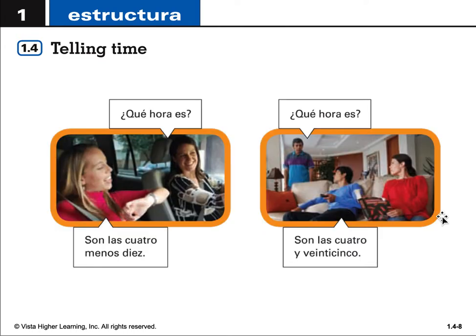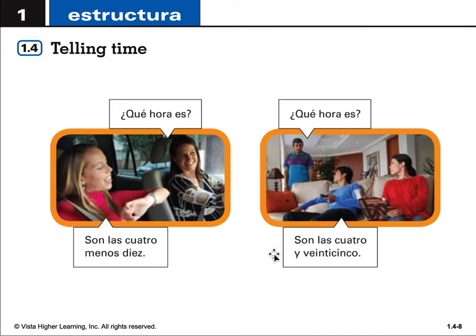So just a couple of things to practice, or just to look at fast here at the end. ¿Qué hora es? What time is it? Son las 4 menos 10. So give yourself some think time. I'm going to be quiet for a couple of seconds. What time is she saying? Son las 4 menos 10. It's 4 o'clock minus 10 minutes. So in other words, it's 10 minutes till 4, or in other words, 3:50.